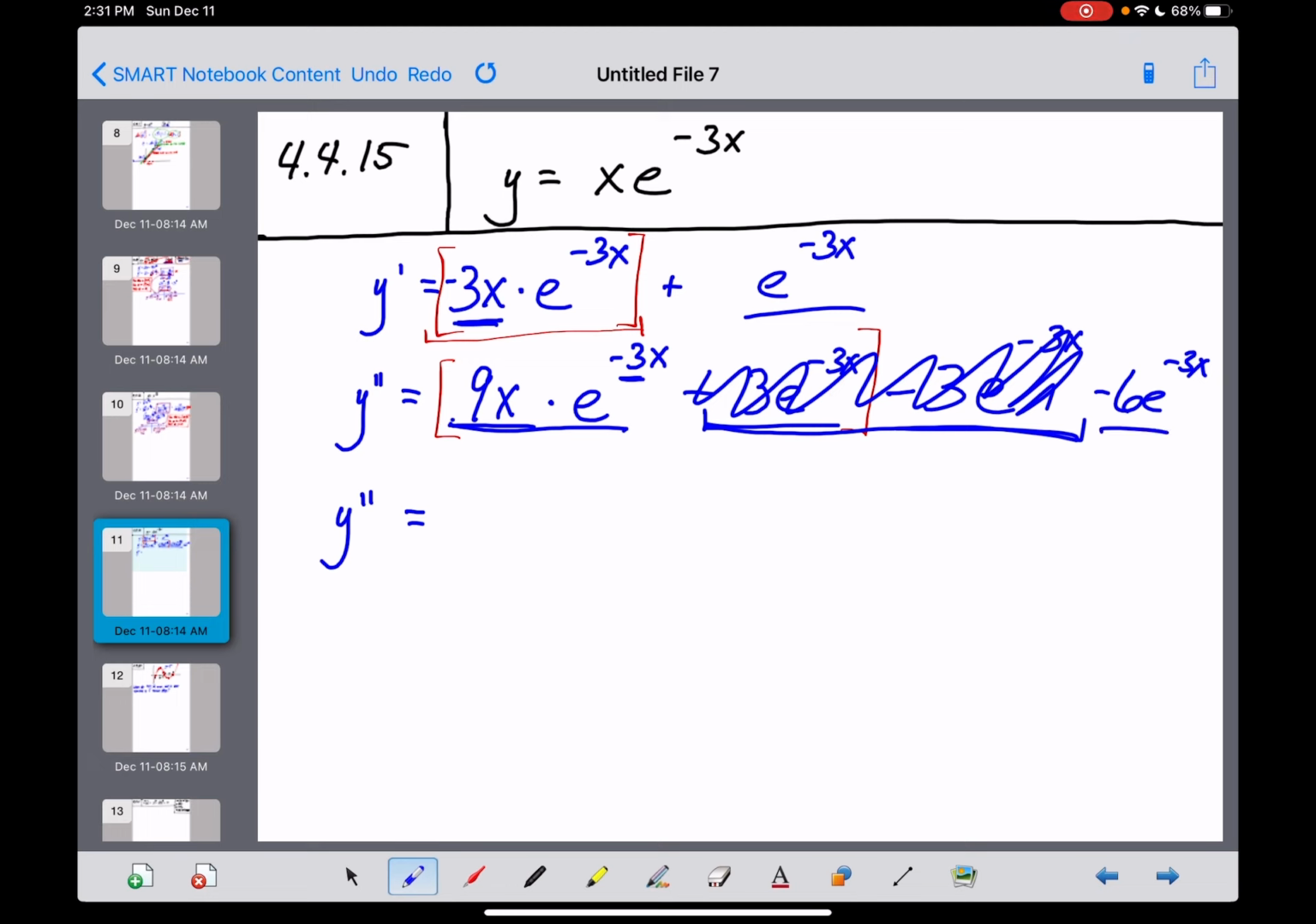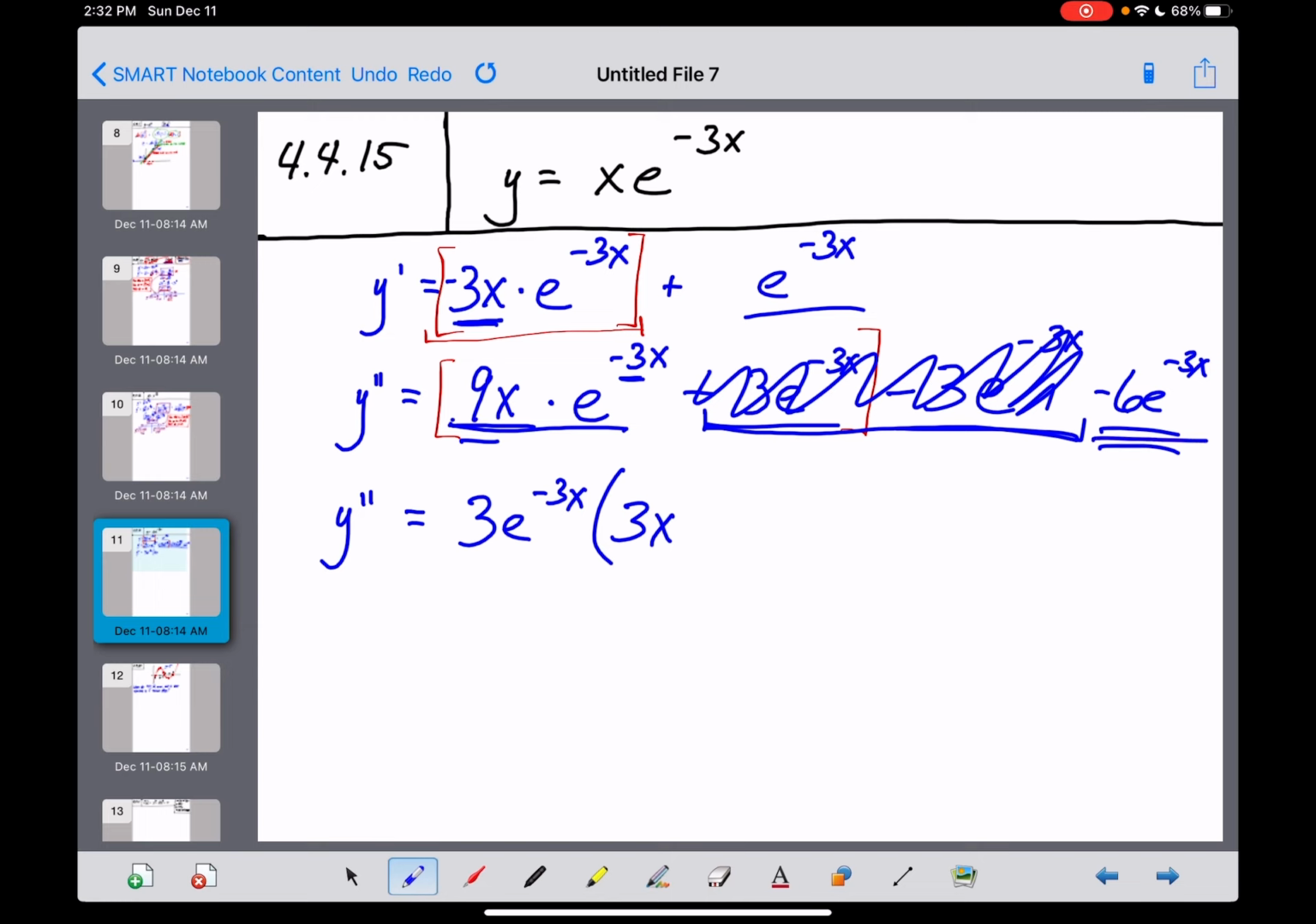So now there's really only 2 terms, but we could pull out a 3 and an e to the -3x. And that would leave us with, let's take a look here. From the 9, we still have a 3. We didn't touch that x, so that stays there, but we did divide out the e to the -3x.